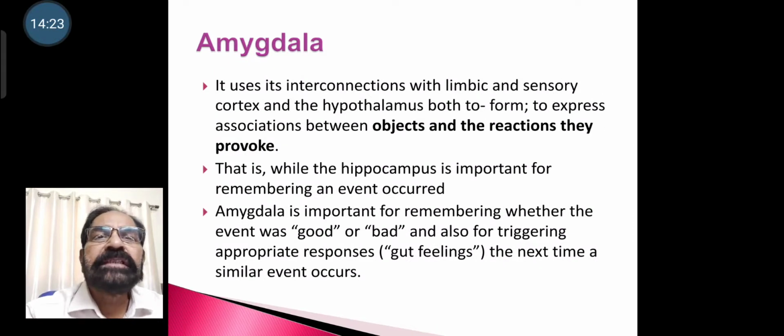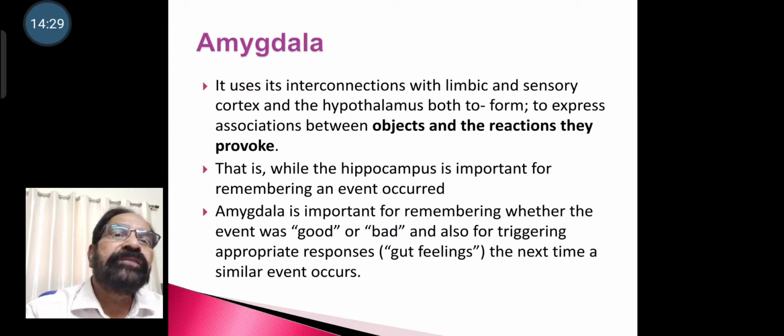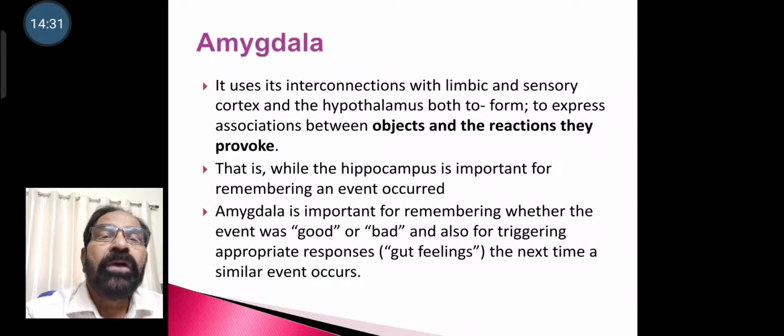Amygdala uses its interconnections with limbic and sensory cortex and the hypothalamus, both to and from, to express association between objects and reactions they provoke. That is, while hippocampus is important for remembering an event occurred, amygdala is important for remembering whether the event was good or bad, and also for triggering appropriate responses, gut feelings, the next time a similar event occurs.